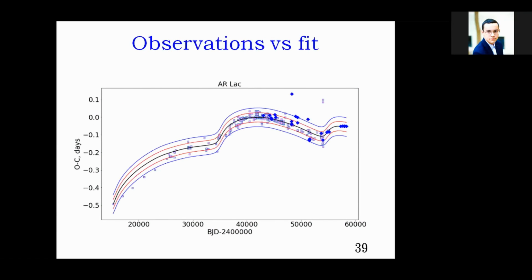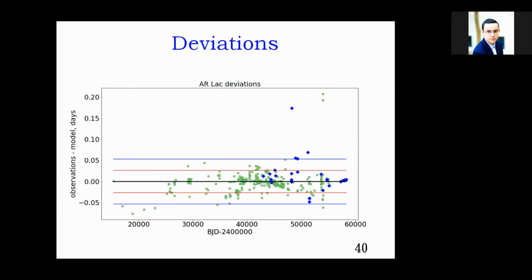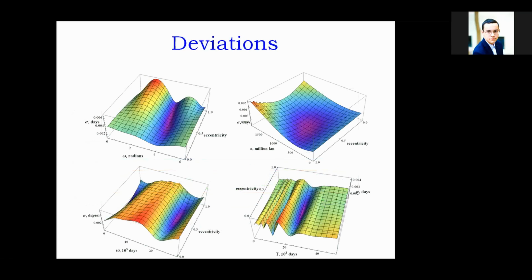There is an example of observations versus fit. So our model is quite good for fitting the observations of such stars. And the deviations confirm that. If we evaluate 2 parameters and calculate the sum of deviations, all our results will be in the violet region on these plots.